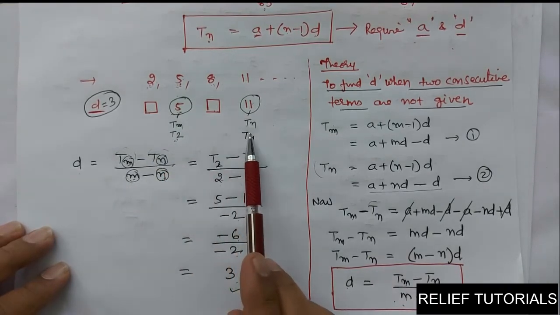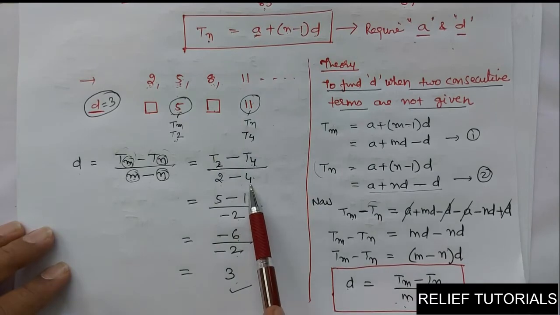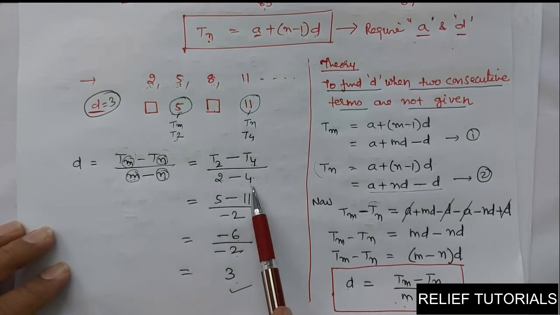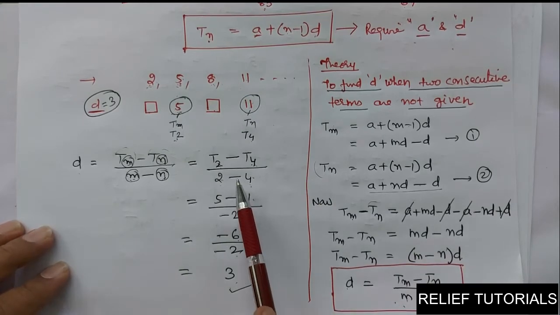So T2 minus T4 upon 2 minus 4. Clear? You can write T4 minus T2 upon 4 minus 2 also. In any order you can take. Okay? And we will get the difference. Clear? So with this, the theory will be used.